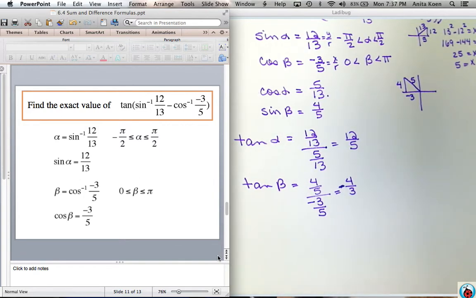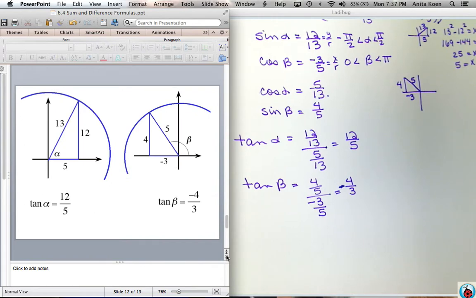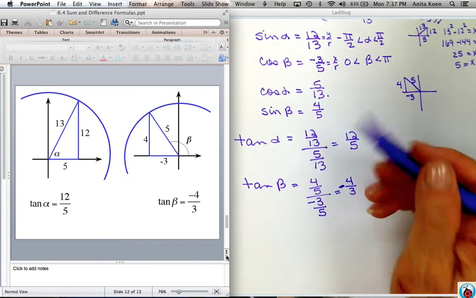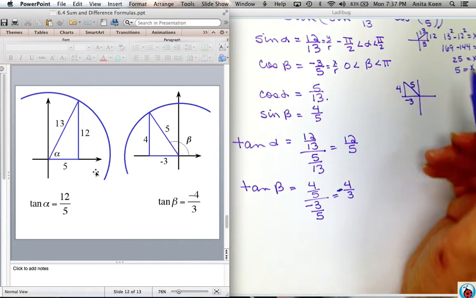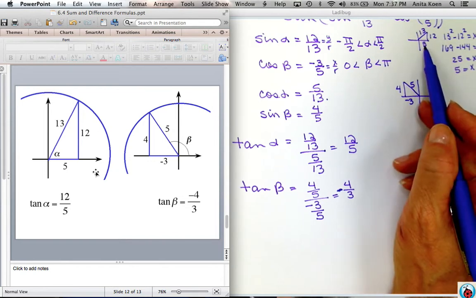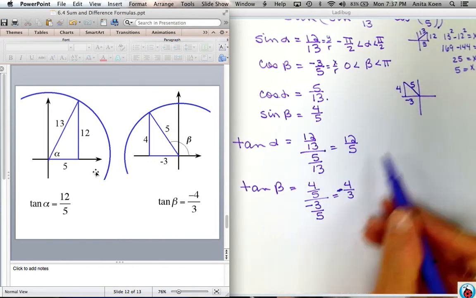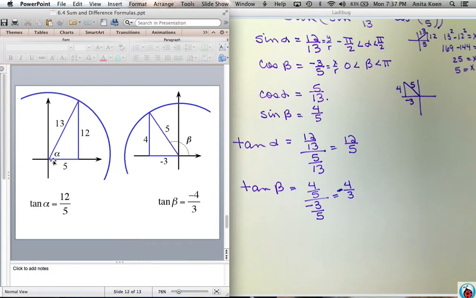Okay? Let me go ahead and switch this slide so you can see some of what we were doing here. Okay, now, if you didn't want to do it this way, you could just have looked at our triangles that we have right over here. Our 5, 12, 13 triangle and our 3, 4, 5 triangle, and you can get your tangent. Tangent is the opposite over the adjacent, 12 over 5, and the opposite over the adjacent, 4 over negative 3. That's another way to look at that.